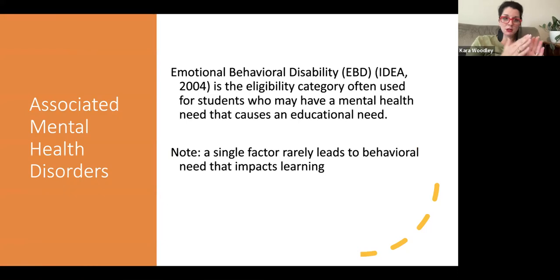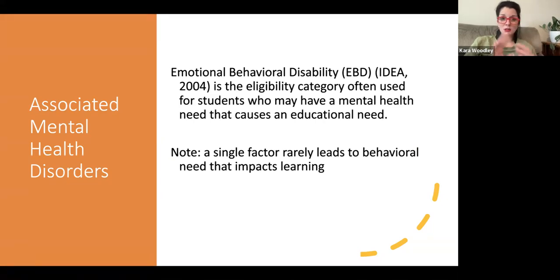So, associated mental health disorders. We're going to pivot just a little bit because I want to talk about how these things play into students with behavioral needs. And right now I'm going to focus on emotional behavior disabilities, EBDs. In your district, they might be called something a little bit different. I've heard them called EDs, like emotional disturbances.